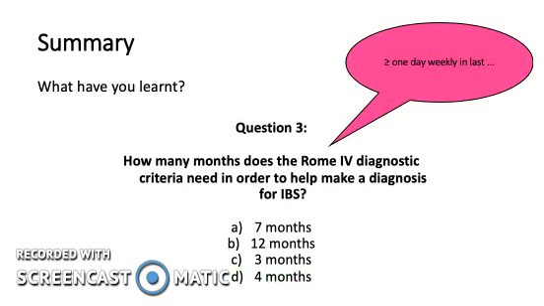Last question. How many months does the Rome 4 diagnostic criteria need in order to help make a diagnosis for IBS? Is it A, 7 months, B, 12 months, C, 3 months, or D, 4 months? The answer is C, 3 months. Remember, we said it is more than or equal to 1 day weekly in the last 3 months.